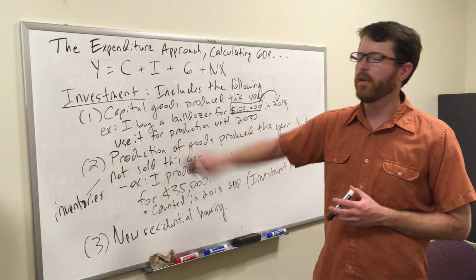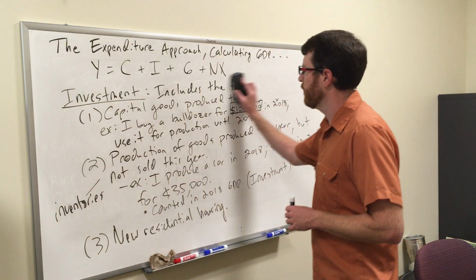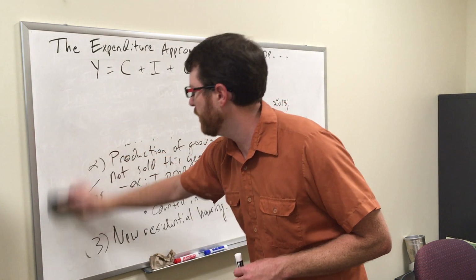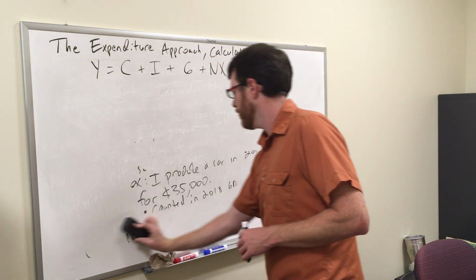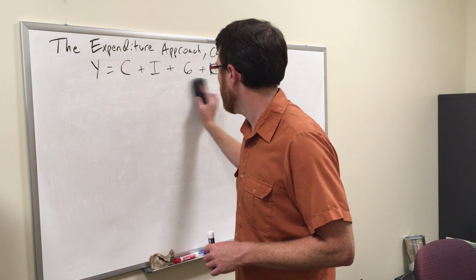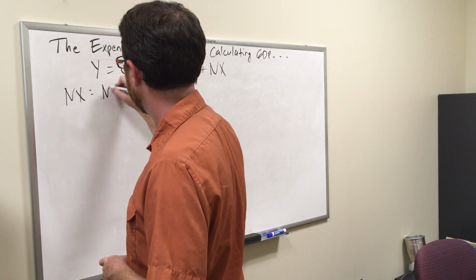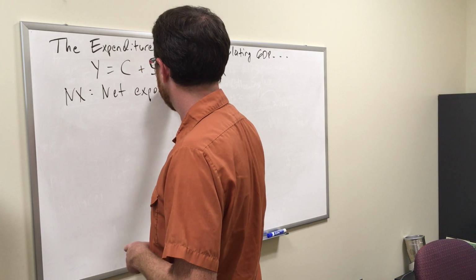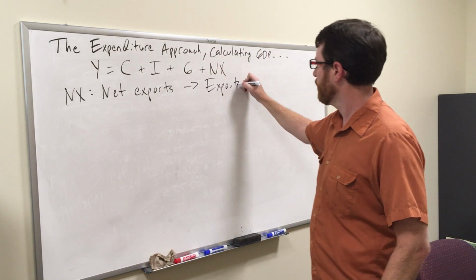Not as important as these other two categories. So that's why we need investment, to calculate those things there. Trying to make sure everything's counted in the right place so that each year is accurately portrayed. The other thing we need is net exports. Net exports is exports minus imports.